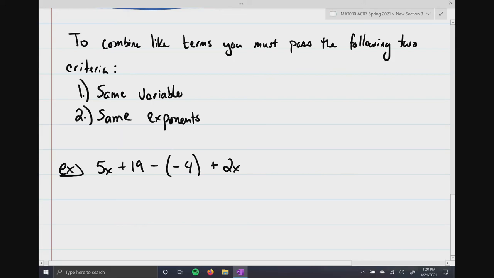First thing, I read it from left to right. 5 times x plus 19 minus negative 4 plus 2x. So I see the double negative back to back. I'm just going to rewrite the problem and make that a plus before I do anything. 5x plus 19 plus 4, plus 4 plus 2x.